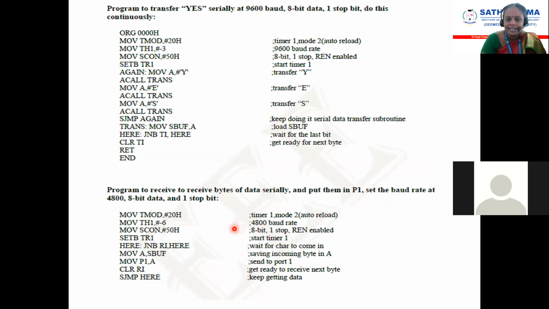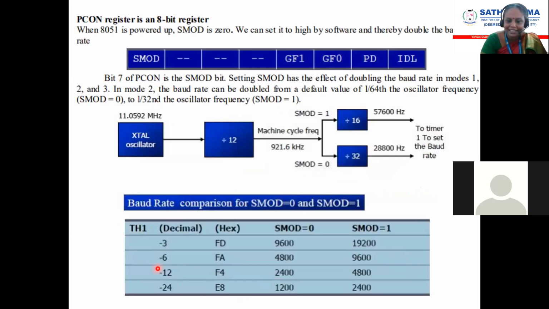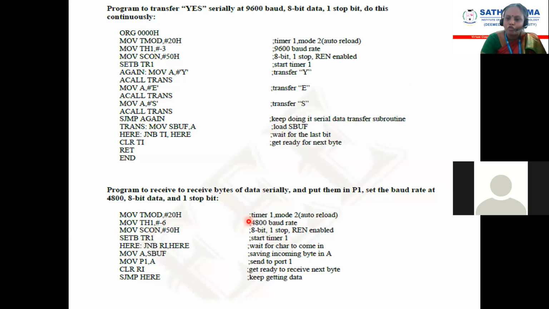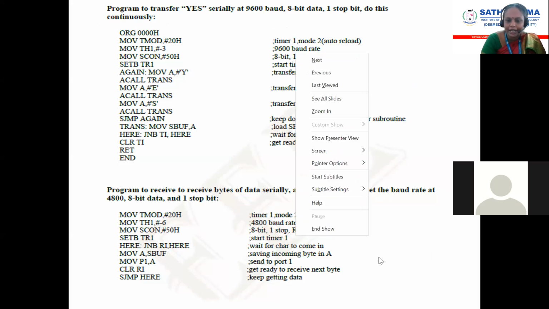TMOD 20, the same thing: timer 1, mode 2. You always remember mode 2 is exclusively for serial communication. Then TH1 -6. What is the baud rate for -6? 4800, so the baud rate is 4800 bits per second. Then SCON 50, what does 50 mean? Mode 1 is enabled, and REN is also enabled.